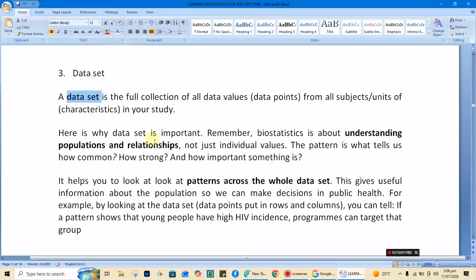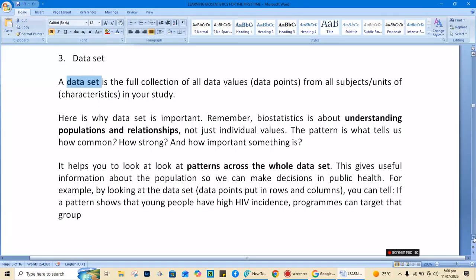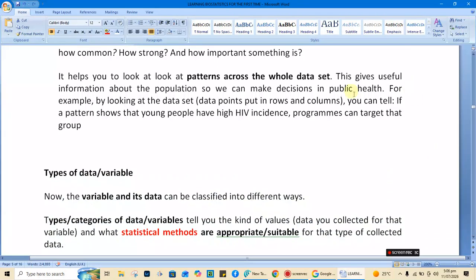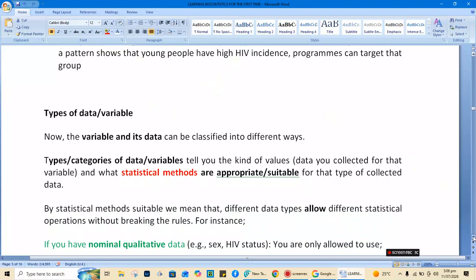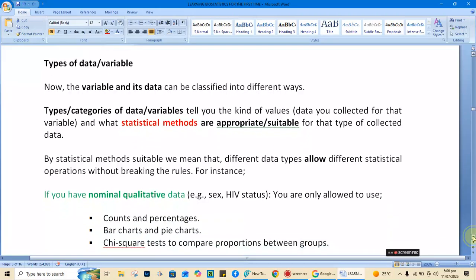And this data set is important because it will show you how the variable that you are measuring is distributed across the population, not just an individual. So it helps you to look at patterns across the whole population, so that when you make a decision, it is going to help the population and not individuals. Okay, and from there, now let's look at the different types of data.